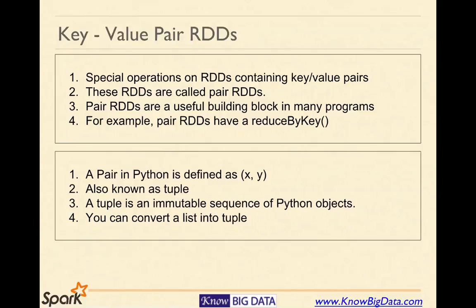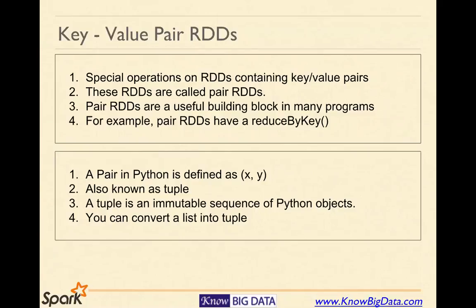So although we call them key value pair RDDs, they are in effect tuple RDDs, which could contain multiple values. Out of these multiple values, multiple columns, the first one has a special significance. The first one is generally considered the key.